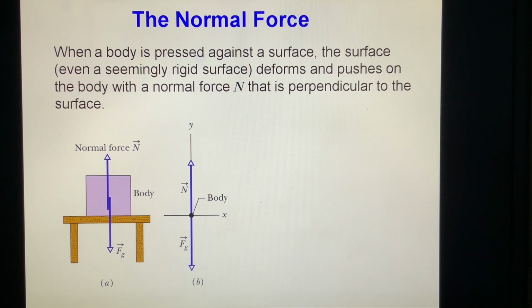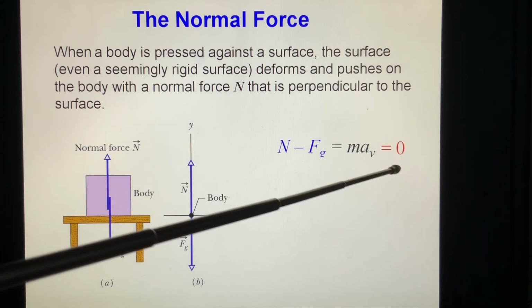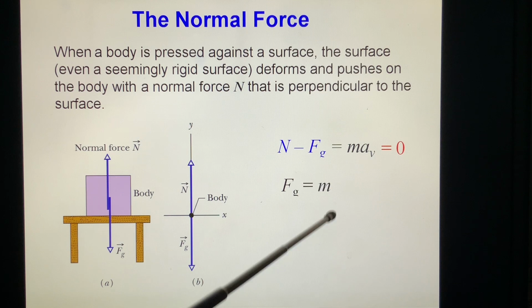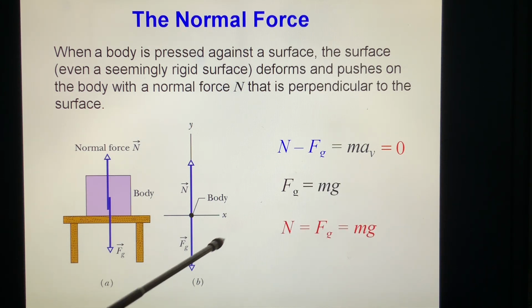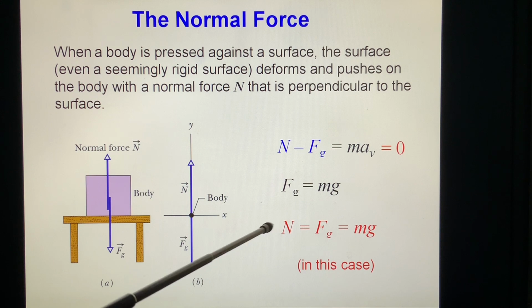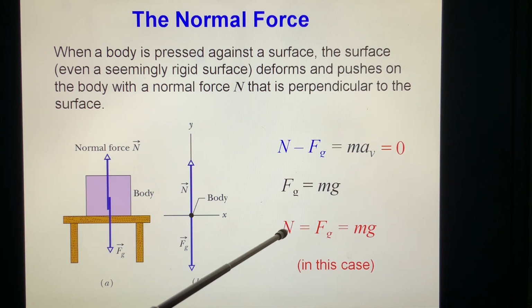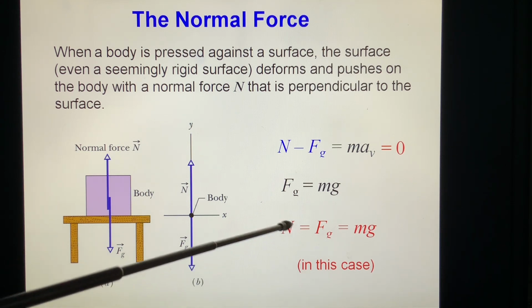Sigma F equal to 0. It's at rest. Also, N minus mg equals ma, equal to 0. So N equals mg. Okay? F equals mg, N equals mg, okay? Remember, the normal force equal to mg is only in this case. We never define the mu, okay? Anyway, okay?